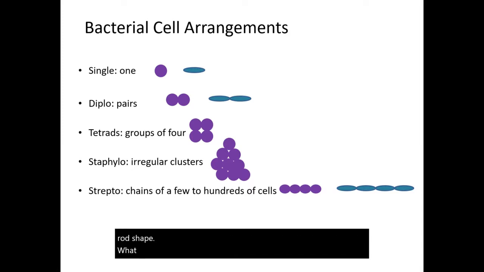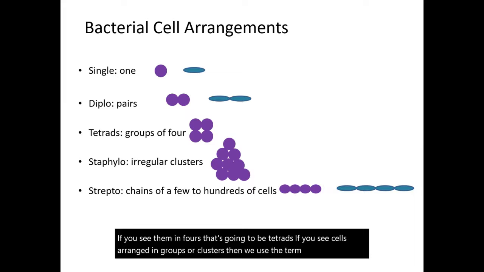What about other arrangements? What if some of the cells like to stay in contact with other cells? So if you look through the microscope and you see cells hanging out in pairs, we refer to that as diplo. If you see them in fours, that's going to be tetrads. If you see cells arranged in groups or clusters, then we use the term staphylo. And then if you see cells arranged in chains or lines, we use the term strepto. So the words you see on this slide, single, diplo, tetrad, staphylo, and strepto, those are the terms for arrangement.